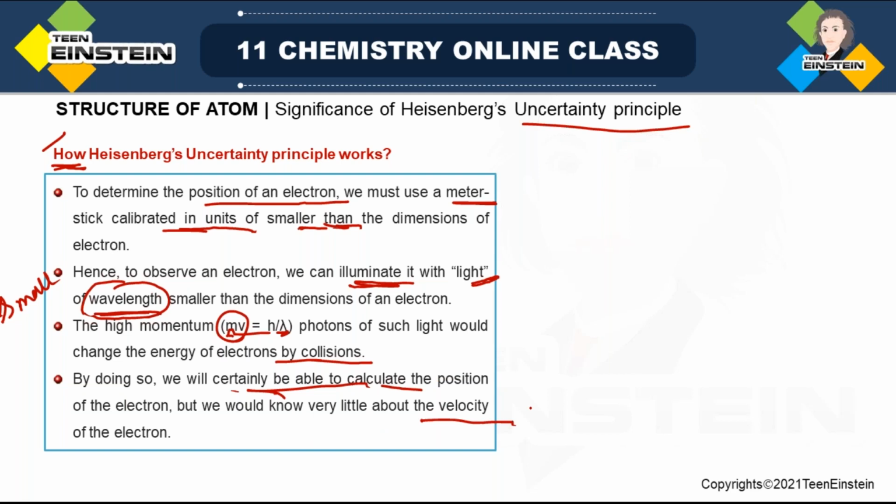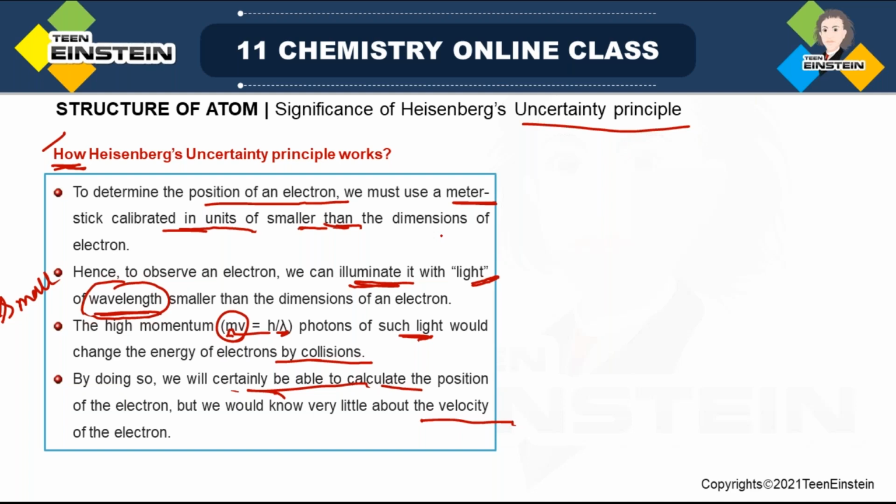Similarly, when you are trying to measure velocity, you can use high wavelength, that is, low momentum photons. But when you are using low momentum photons, lambda is very high, then you cannot measure the exact position of the electron, because the condition that must be present is that to measure anything, the meter stick graduation must be smaller than the dimension of the object that you are trying to measure. So this is the answer to how this principle works.